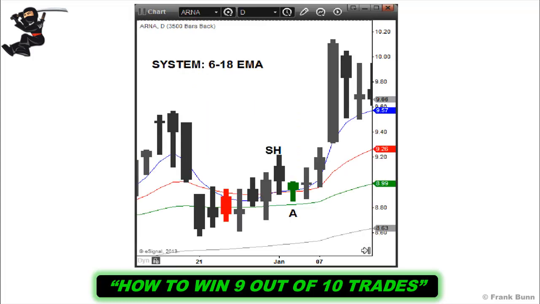Here's one last example of the EMA testing characteristic. In this long entry in ARNA, we see the swing high pattern where the 6 crosses the 18, and the subsequent test of the 18 in the 1 bar pullback reaction pattern. This is very, very low risk.